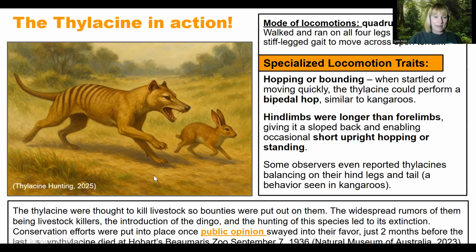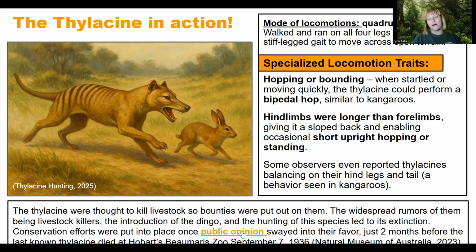So the thylacine were thought to kill livestock, so bounties were put out on them. The widespread rumors of them being livestock killers, the introduction of the dingo, and the hunting of this species led to its extinction. Conservation efforts were put into place once public opinion swayed into their favor, just 2 months before the last known thylacine died at Hobart's Beaumaris Zoo on September 7th, 1936.